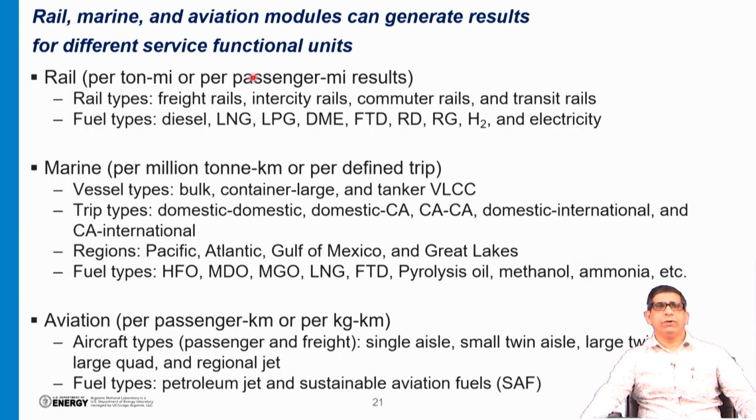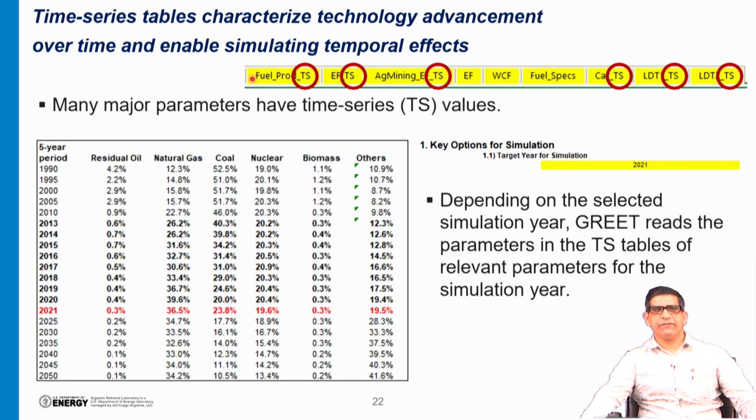Here also, we have the rail, marine, and aviation modules, which generate results for different functional units, giving the different emission factors which are required. For rail, we get it per ton mile or per passenger mile. For marine, again per million ton kilometers or per defined trip. For aviation, per passenger kilometer. Based on those, we get the emission factors.